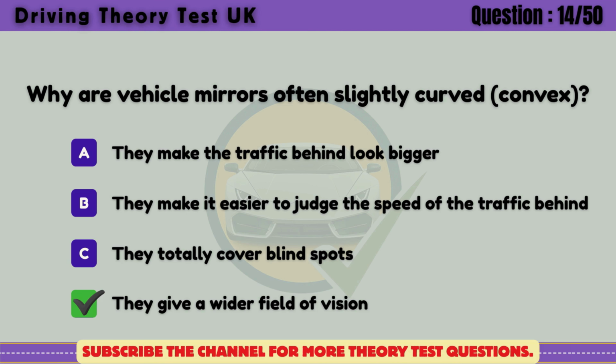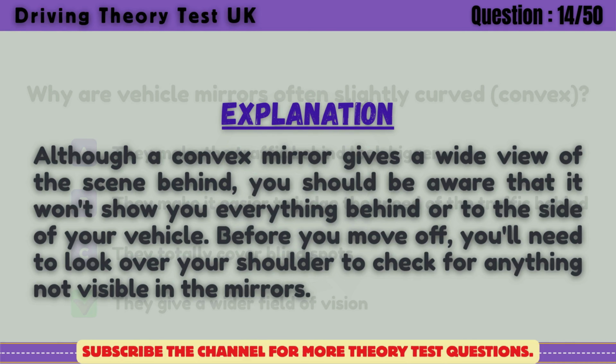Answer is D. They give a wider field of vision. Although a convex mirror gives a wide view of the scene behind, you should be aware that it won't show you everything behind or to the side of your vehicle. Before you move off, you'll need to look over your shoulder to check for anything not visible in the mirrors.